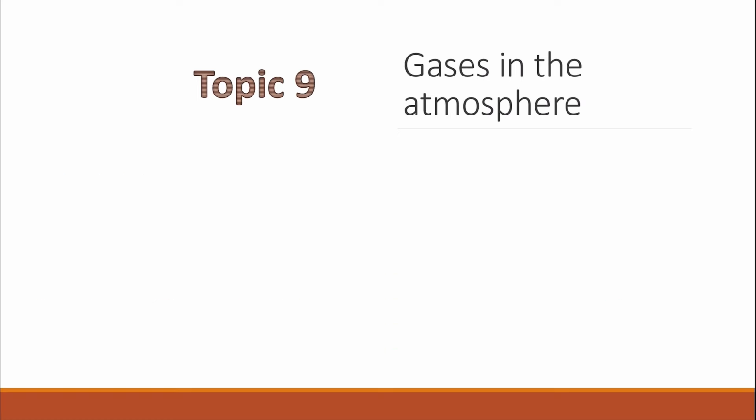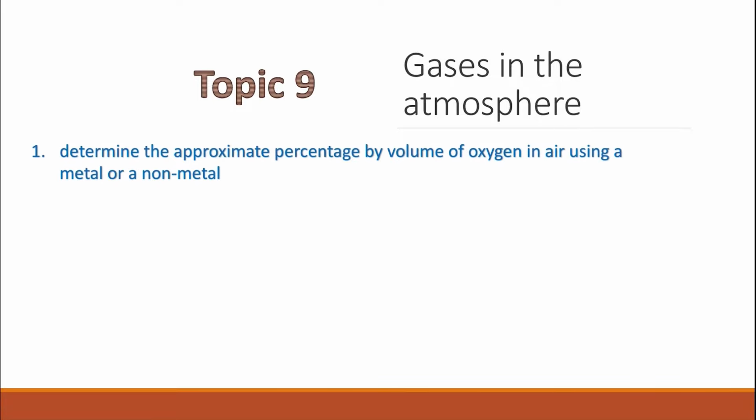Gases in the atmosphere. So what is common in the exam in this topic? To determine the approximate percentage by volume of oxygen in air using a metal or a non-metal. Very common in the exam to provide you with this experiment and ask you to calculate the percentage by volume of oxygen in air.